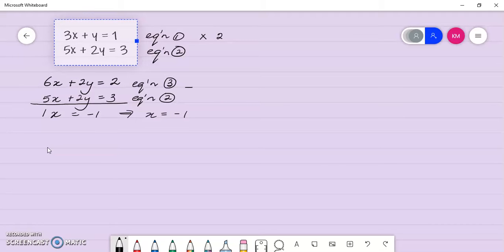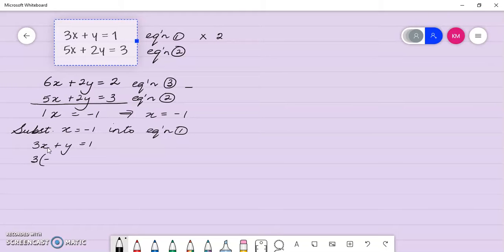That's solving for one of my variables. Now I still need to solve for my other variable, which is y. To do that, I have to substitute the value of x, which is negative 1, into any one of my equations, and I'm going to take equation 1. So I'm just going to write back equation 1, 3x plus y is equal to 1.